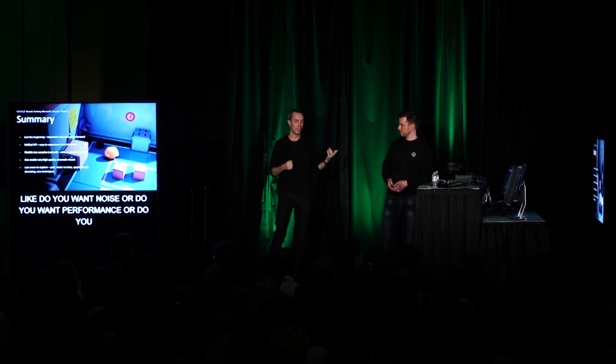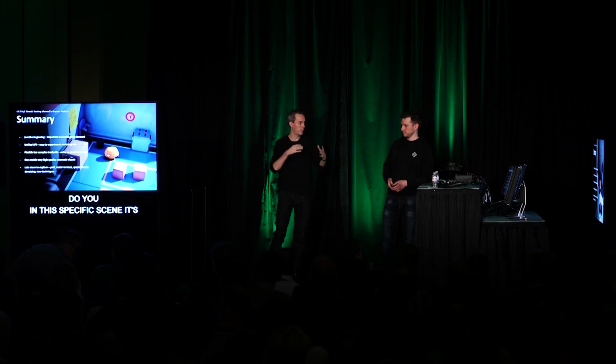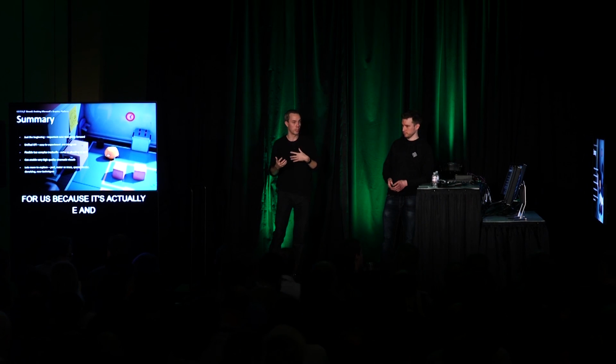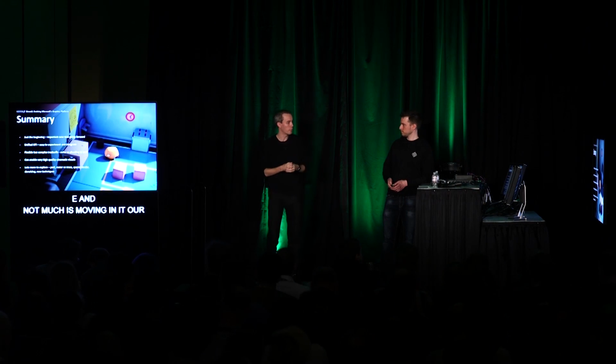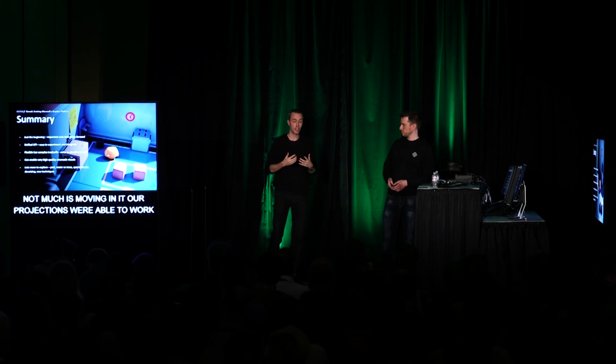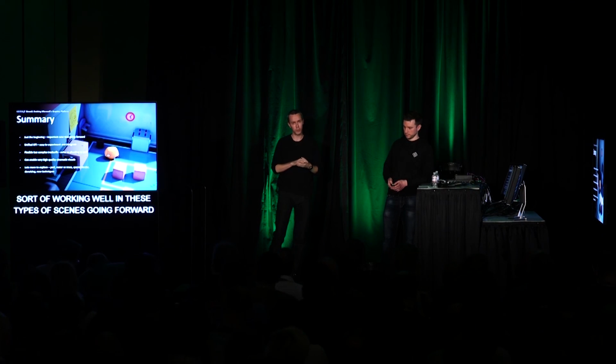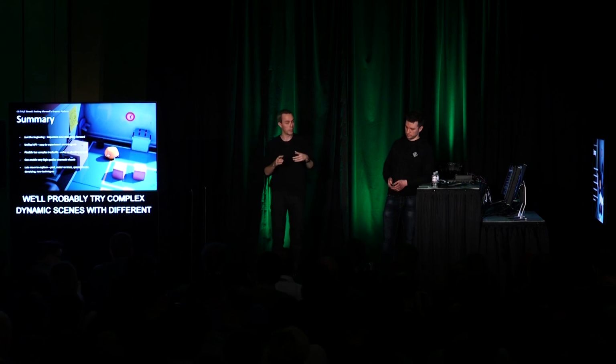In this specific scene, it's actually a little bit easier for us because it's mostly opaque and not that much stuff is moving in it. So our temporal reprojections work fairly well, and we were able to tweak our ghosting reduction to work well in this type of scene. Going forward, we'll probably try a lot more complex dynamic geometry scenes with many more things moving, and we'll probably have to make different trade-offs there. Perhaps some stuff moves back to raster, and some things will take even more performance through ray tracing in that sense.